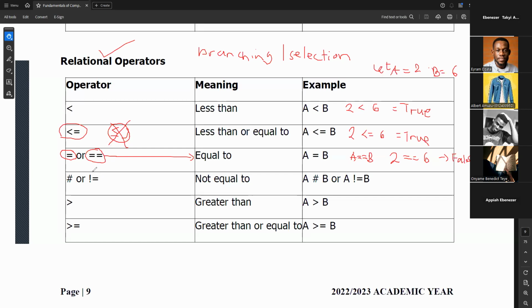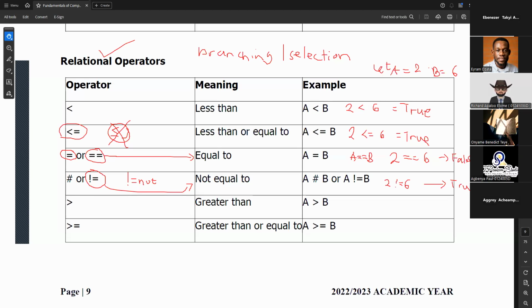Then we come to the next operator, which is the not equal to. Anytime you see this exclamation mark, it means not. So this means not equal to. If we say 2 is not equal to 6, what would that give us? True.